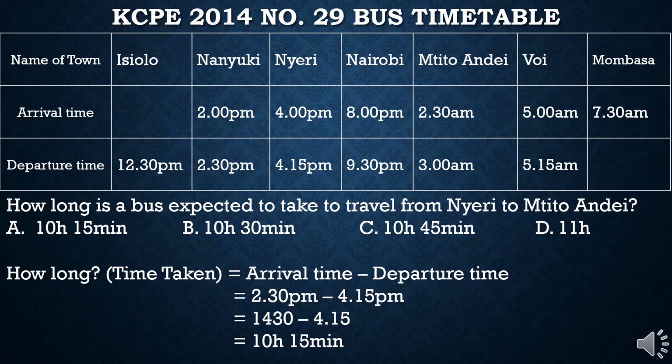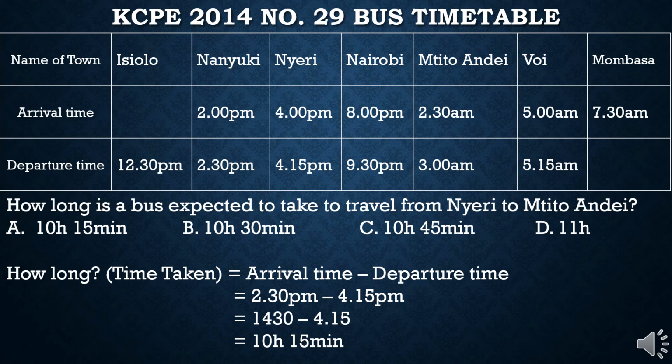Number 29 is a question about bus timetable. The table below shows a bus timetable for Isiolo to Mombasa route. We have the name of town, the arrival time and the departure time. Then we have the towns and their departures and the arrival times. How long is a bus expected to take to travel from Nyeri to Mtito?